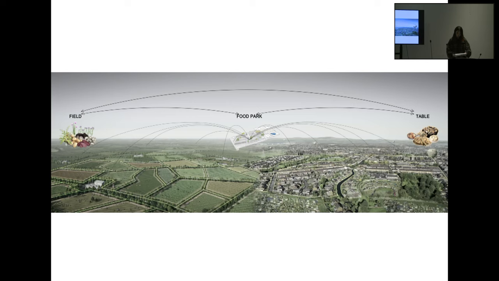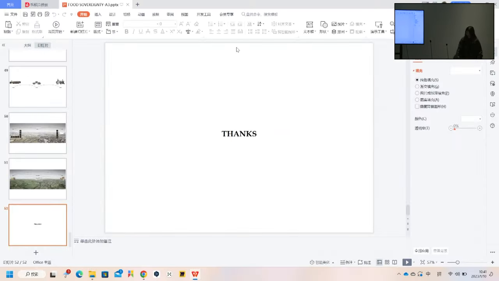And in the Welsh government's original plan, the food park was to be a showcase for small food processors. But now the food park is to connect the farmland landscape with our tables, farmers and communities. So the food park enables consumers to see how our tables respond to the farmland, changing the way they eat and becoming the new source of food culture. That's all my presentation. Thank you.